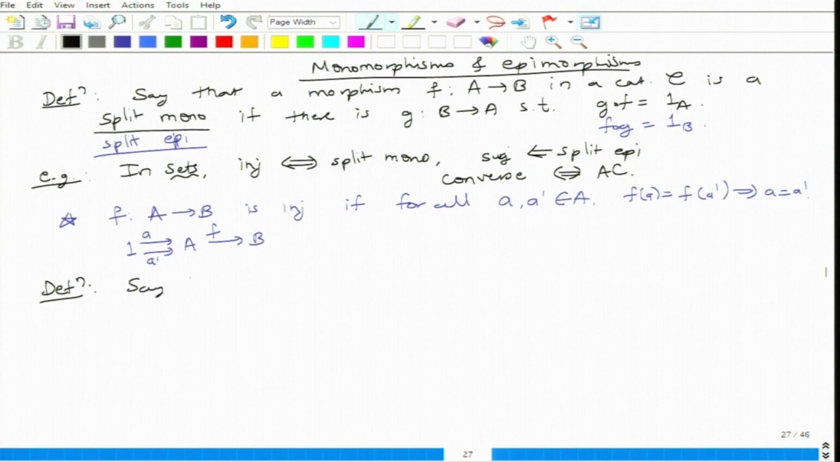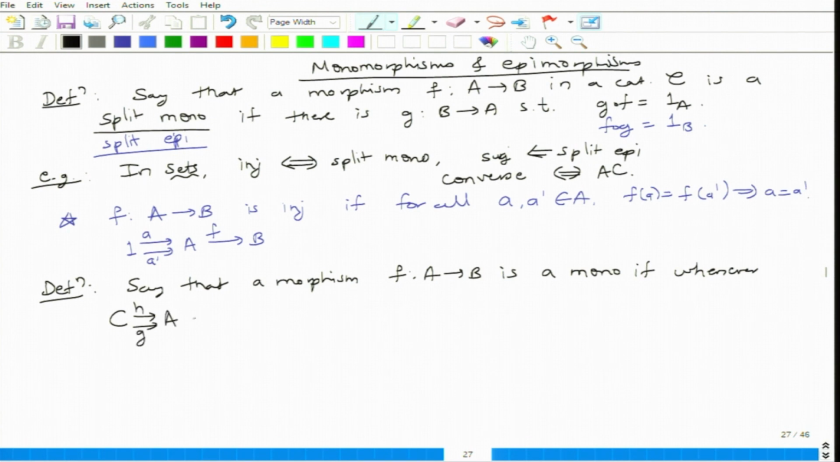So therefore, let me define it. Say that a morphism f from A to B is a mono if whenever there is an object C and morphisms h and g from C to A such that fh is equal to fg, then h is equal to g. Okay, this condition should hold.